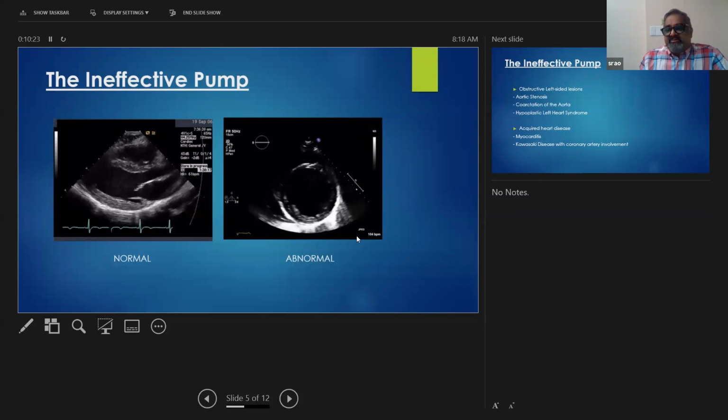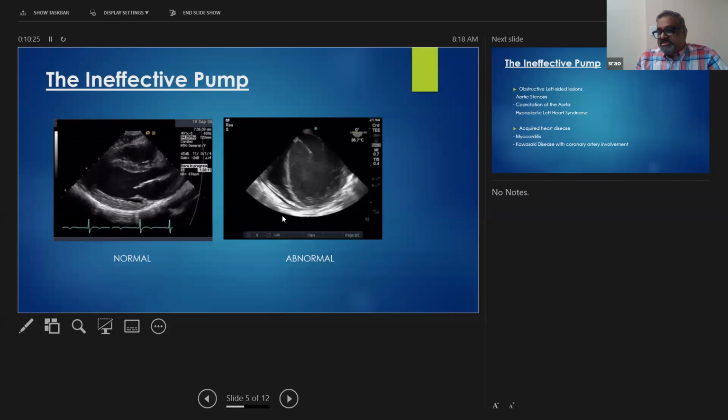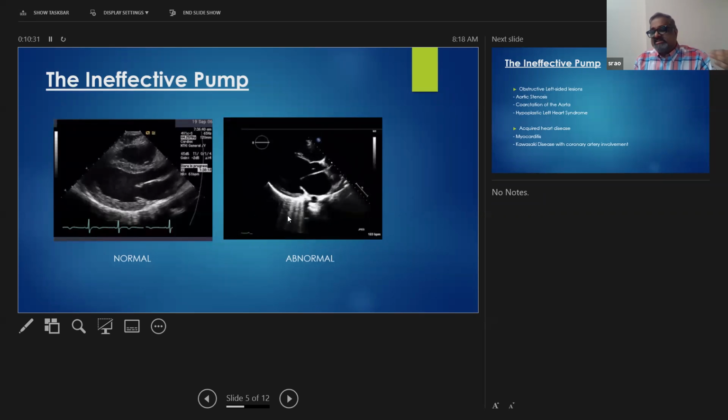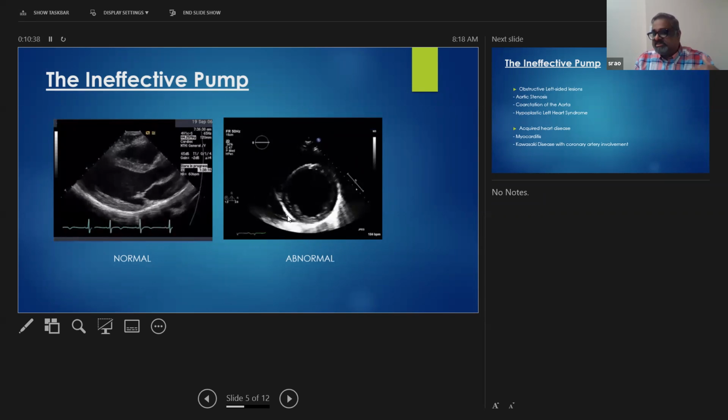So we're talking about inefficient pumps. The only ones we're really going to see are the VSD and the PDA. And then you're going to see rare things like truncus arteriosus and stuff like that.